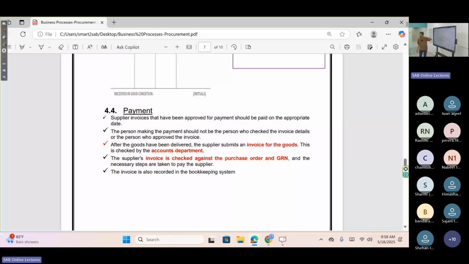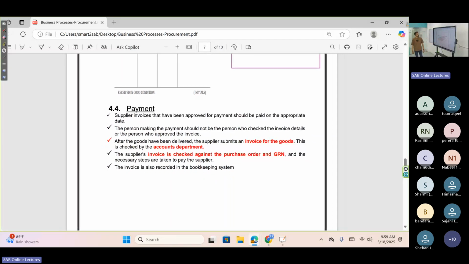or the person who approved the invoice. Approved by an independent person, payment should be made by another independent person. After the goods have been delivered, the supplier submits an invoice for the goods. This is checked by the accounts department. The supplier's invoice is checked against the purchase order and GRN. This is the one we have discussed now, 3-way matching. And the necessary steps are taken to pay the supplier. The invoice is also recorded in the bookkeeping system.